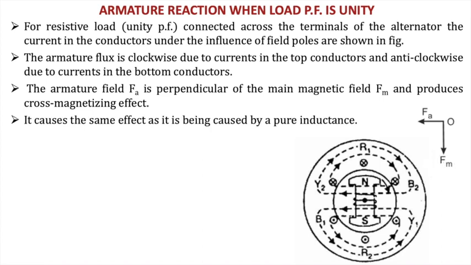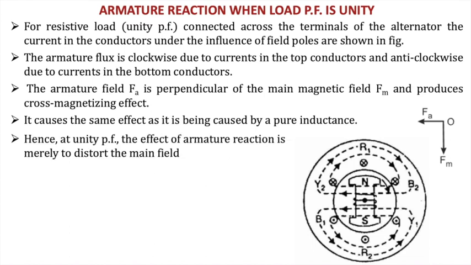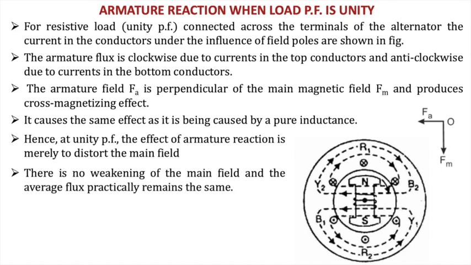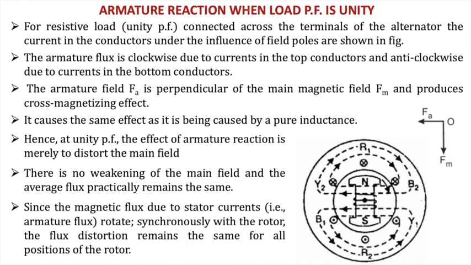It causes the same effect as is caused by a pure inductance. So at unity power factor, the effect of armature reaction is merely to distort the main field. There is no weakening of the main field and the average flux remains the same. Since the magnetic flux is rotating due to the stator currents and is synchronous with the rotor, the flux distortion remains the same for all positions of the rotor.